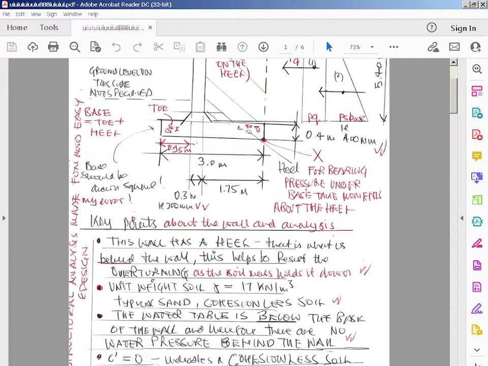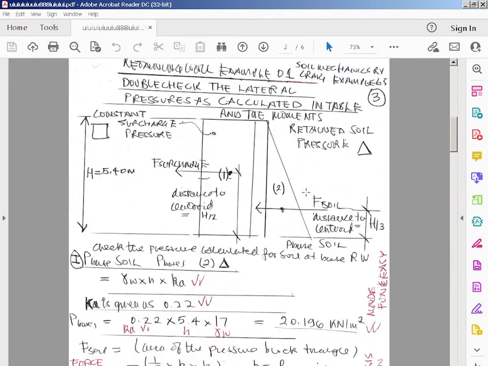It says in the book, here we go, so I've drawn it out again. The constant surcharge pressure is rectangular, like a pressure block. The soil is like hydrostatic pressure, because it's a linear variation with depth. The retained soil pressure is triangular. The distance to the centroid of the surcharge pressure is h/2, and the distance to the centroid of the soil pressure is h/3.